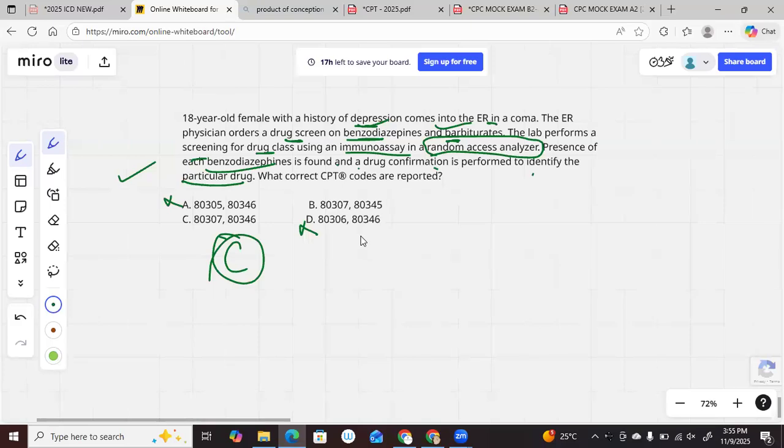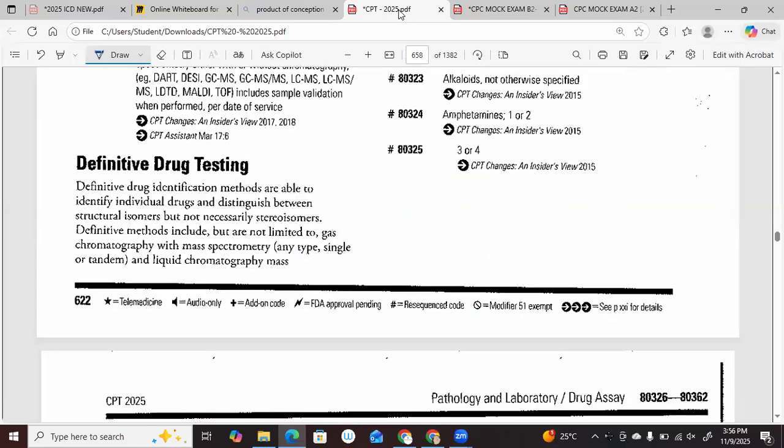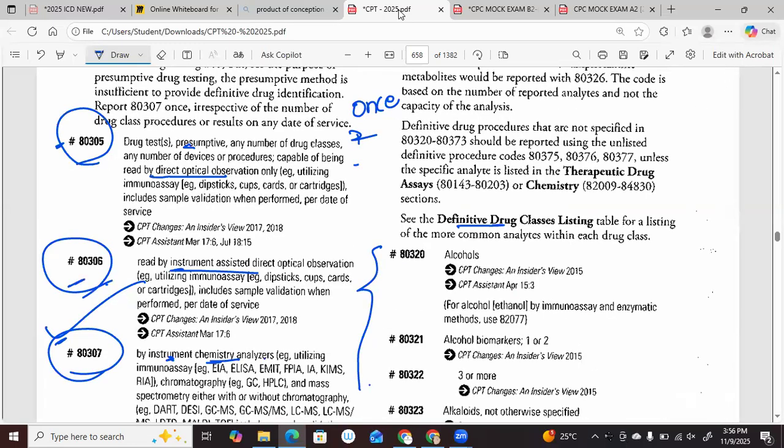Kashish, clear? The answer should be C instead of D. Ma'am, I have a doubt. Yes, go ahead. Immunoassay is written, so it is included in 80306. So I changed the answer. Immunoassay in a random access analyzer. So it is based on the instrument itself. So if the chemistry analyzer, which is a random access analyzer, is used, so we have to use 80307.